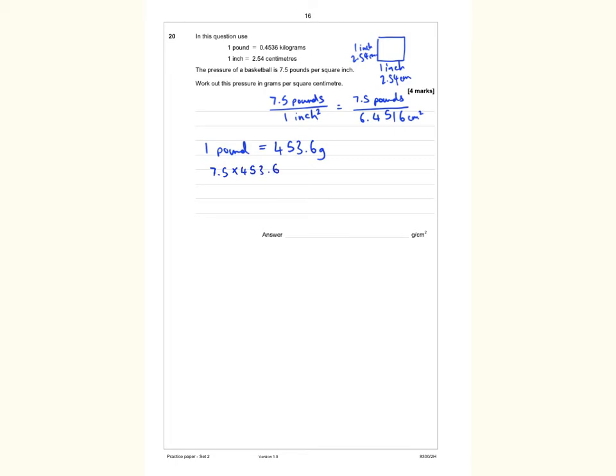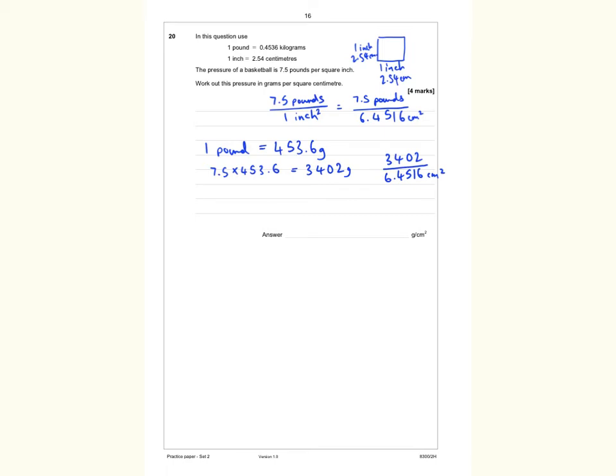So 7.5 times 453.6, that's 3,402. So this is equal to 3,402 grams. So now what I can say is I have 3,402 grams per 6.4516 centimeters squared.